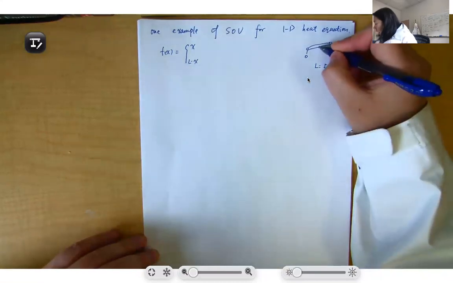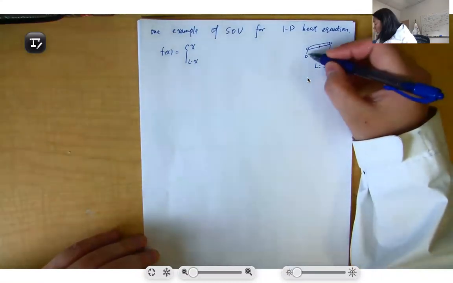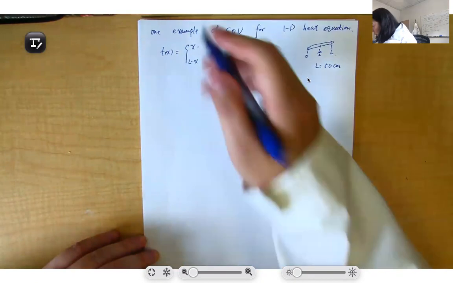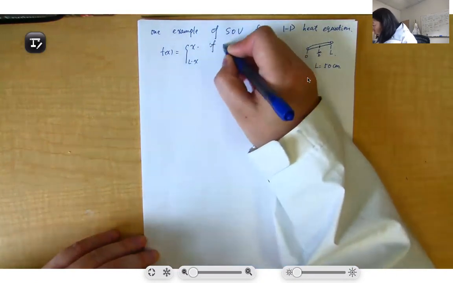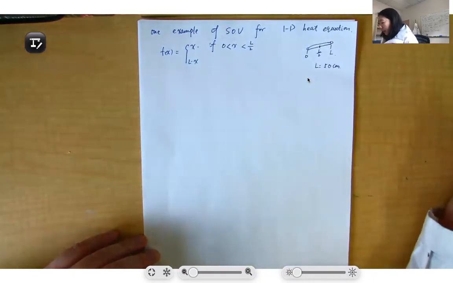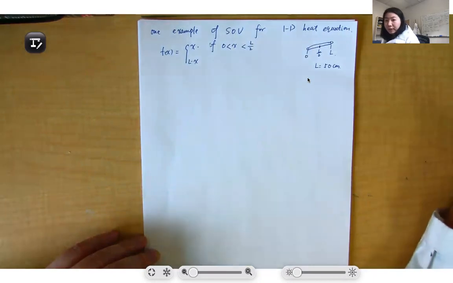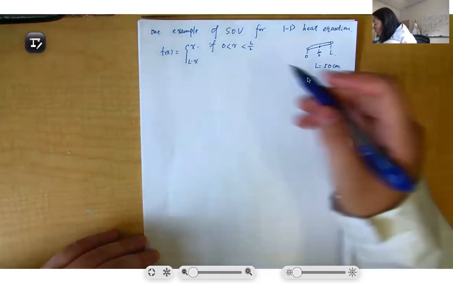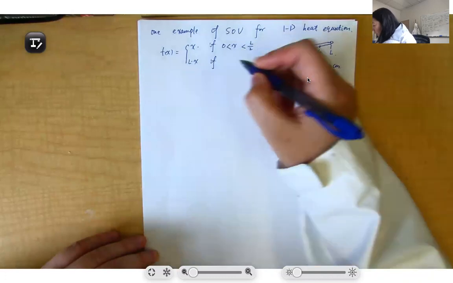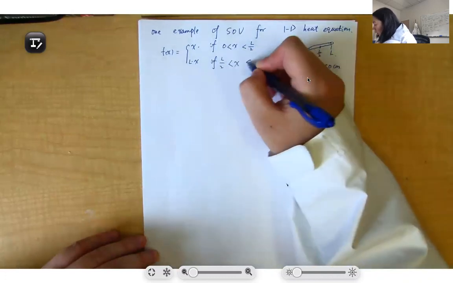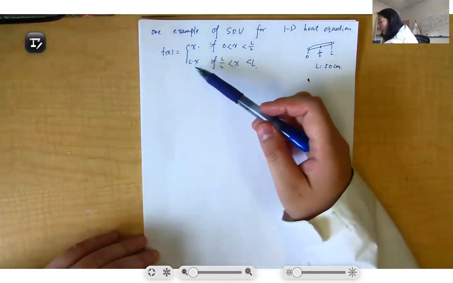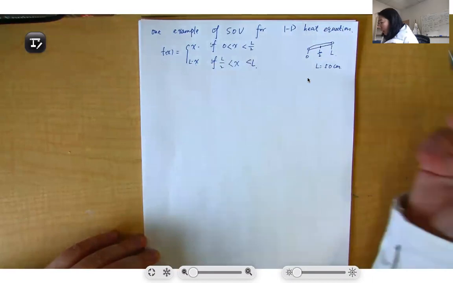So when the space x belongs to 0 to L over 2, f(x) equals x. So if x is smaller than L over 2, the temperature distribution is linearly increasing as you increase the space. Then if x is between L over 2 and L, the temperature will be a function of L minus x. So that is the temperature.